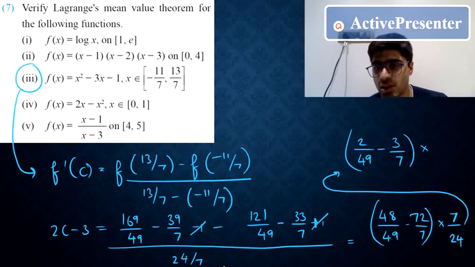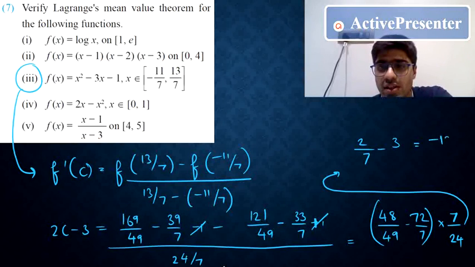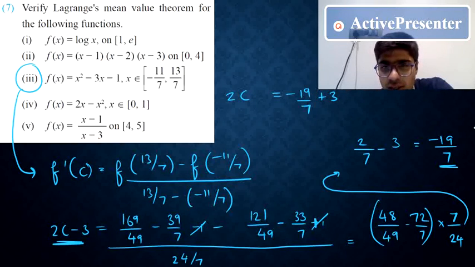That 24 got cancelled with the 24 we pulled out common from here. Open up the bracket with this 7. So you are going to have 2 by 7 minus 3, that's 2 minus 21, which is minus 19 divided by 7. The value that we have just got is the value of 2c minus 3. So when you equate that 2c minus 3 with minus 19 upon 7, take that plus 3 on the right hand side, and you get minus 19 plus 21, which is 2 by 7.